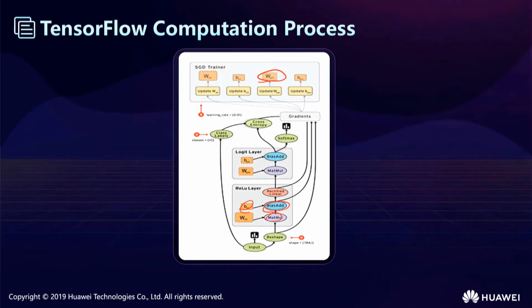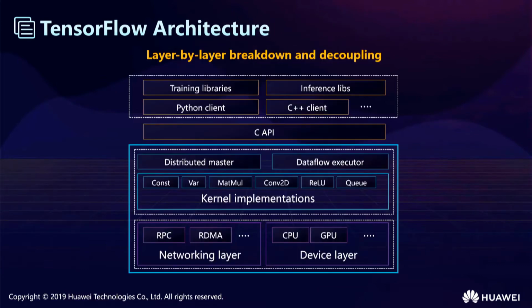TensorFlow describes our deep learning or machine learning algorithms in a graphical way. We call the graph a computing graph. The computing graph is the core part of deep learning development. It is the architecture of TensorFlow. TensorFlow's architecture is layer by layer. As the image shows, the architecture contains two parts, the front part and the back part.